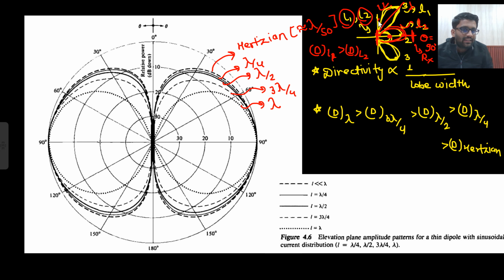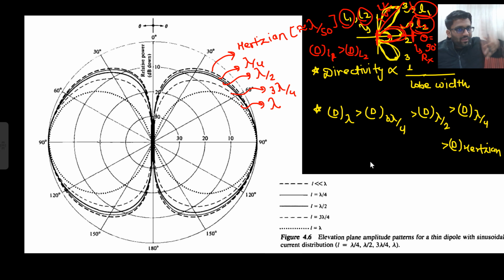Let's say this angle is some 45 degrees. So for length L1, if you need to receive maximum power, then you need to place your antenna at theta equals 45 degrees. But for length L2, if you need to get the maximum power, then you need to place it at theta equals 90 degrees. So if I place it at theta equals 90 degrees, I am getting more power. Why is that so? Because at theta equals 90 degrees, L2 is giving me more radiation than L1. Overall, L1 is giving you more radiation.